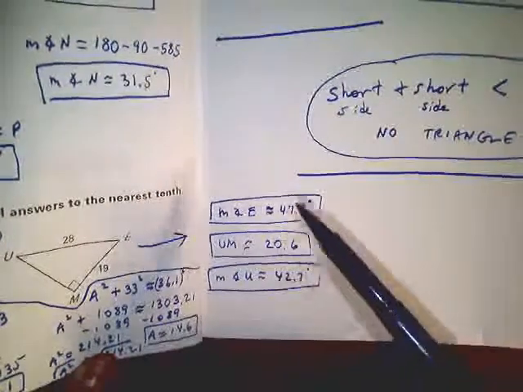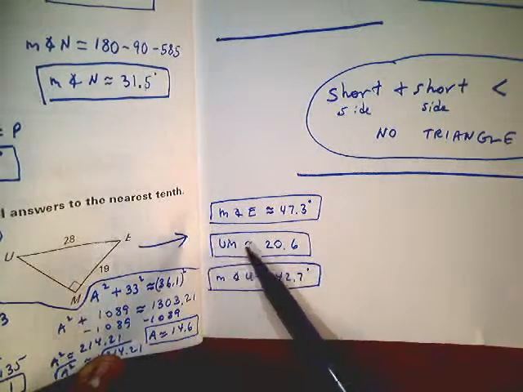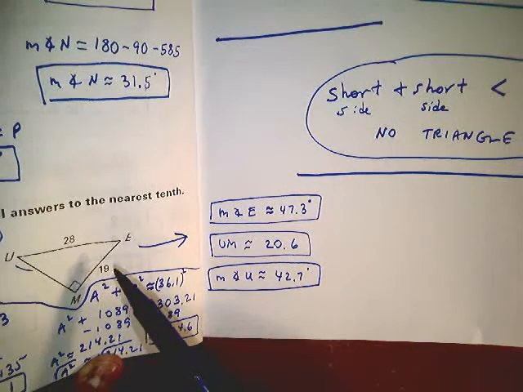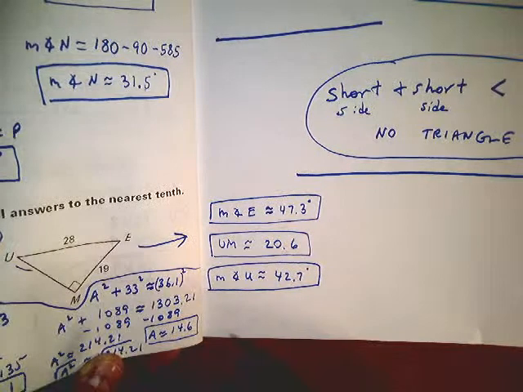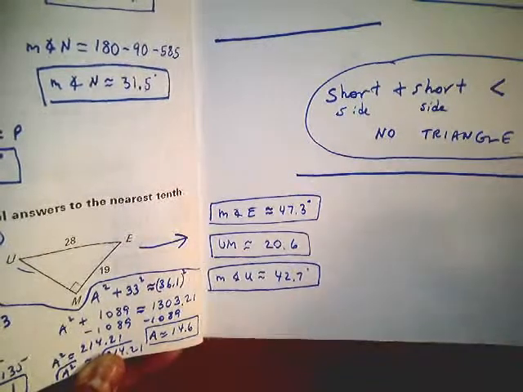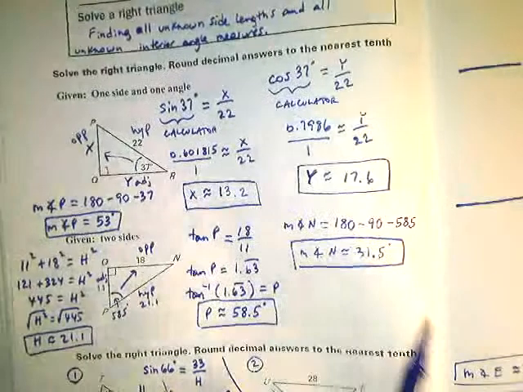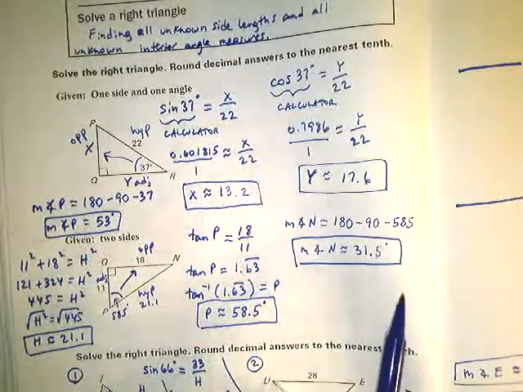So hopefully you can figure out how to find any of these. I might start finding this side right here by using the Pythagorean theorem, leg squared plus leg squared equals hypotenuse squared, and then maybe use some trigonometry to go from there. And then hopefully you can come up with these answers on your own, using your own methods and steps.